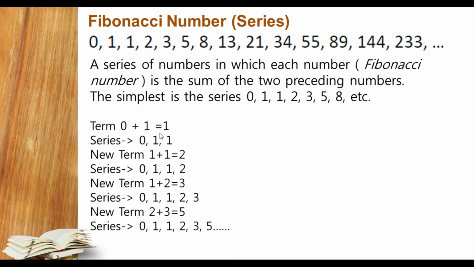Okay, and the last two terms are 1 and 1, so the new term is going to be 1 plus 1, that is 2. So the new series will be 0 1 1 2. For the new term, the last two you can see are 1 and 2, so 1 plus 2 will be 3. So the series is 0 1 1 2 3. In the same way the last two terms are 2 and 3, so 2 plus 3 will form 5. So finally our series will be 0 1 1 2 3 and 5, up to the 6th term.